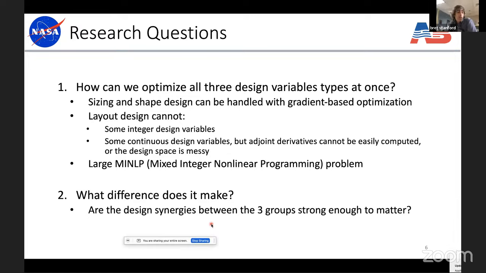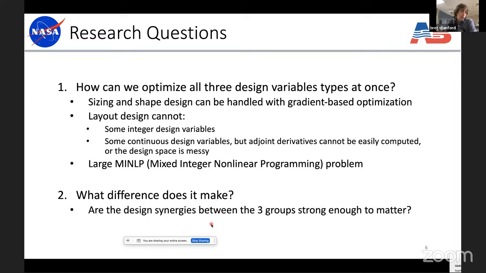The problem comes about when you have these topological layout design variables that you include. And there's a number of issues here. Some of those topological design variables are integers, right? Do I want 5 ribs? Do I want 12 ribs? And so on. Some of those topological variables are continuous, like the orientation of a rib or the curvilinearity of a rib and so on. But the adjoint derivatives are not easily computed. And even if we could compute them, the design space might be a little bit disjointed, right? As those components slide around inside that wingbox. So if we want to do simultaneous shape, sizing, and layout design, that's going to leave us with a fairly large MINLP problem, a mixed integer nonlinear programming problem. These are very difficult problems to solve.